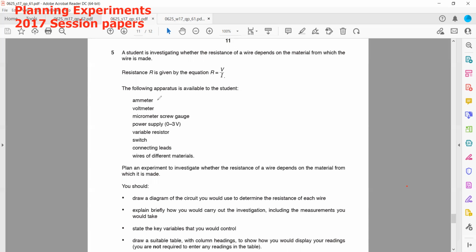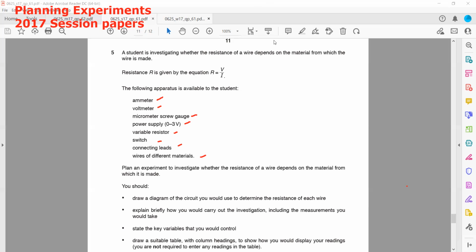The following apparatus is available for the student: an ammeter, a voltmeter, a micrometer screw gauge to measure the thickness, a power supply, a variable resistor, switches, connecting leads, and wires made up of different materials. Plan an experiment to investigate whether the resistance of a wire depends on the material from which it is made. Draw a diagram of a circuit you will use to determine the resistance.